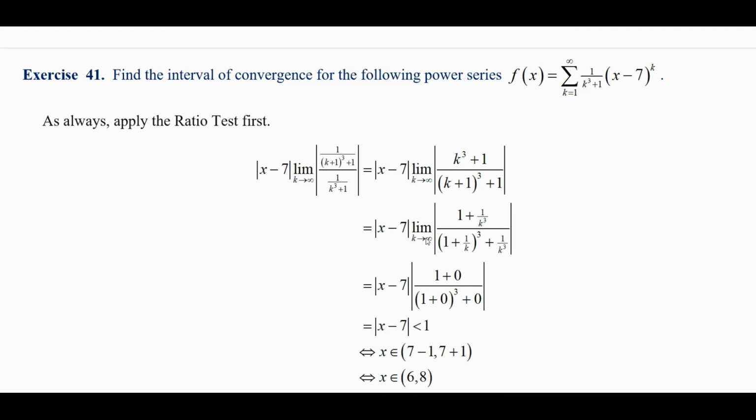And now if we take the limit as k goes to infinity, all these little fractions with k in the denominator go to 0. That one, that one, that one, that one. Then the top is 1. The bottom is, well, it's also 1. So this whole thing is just 1. So our radius of convergence is 1, centered at 7. So it goes from 7 minus 1 to 7 plus 1, which is 6 to 8.